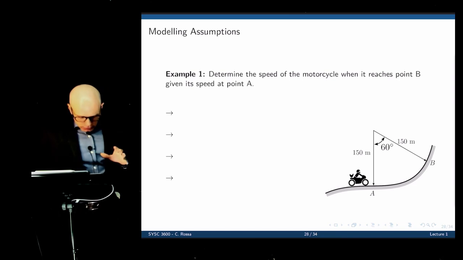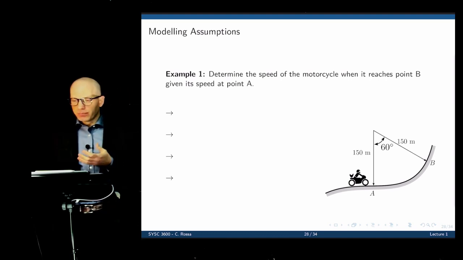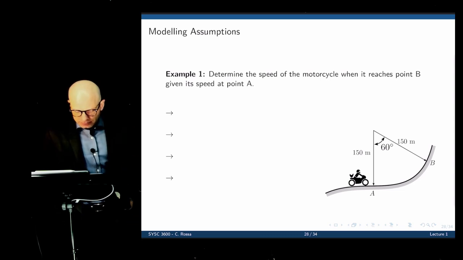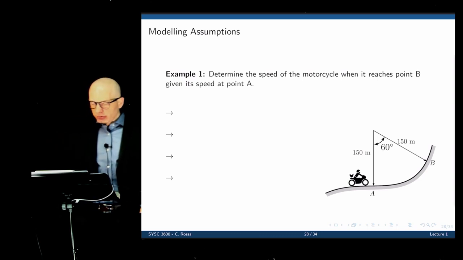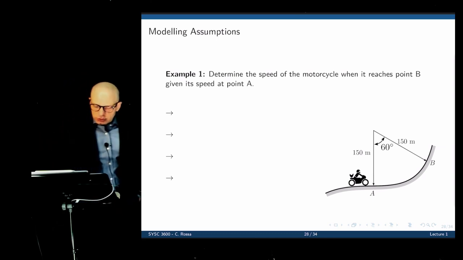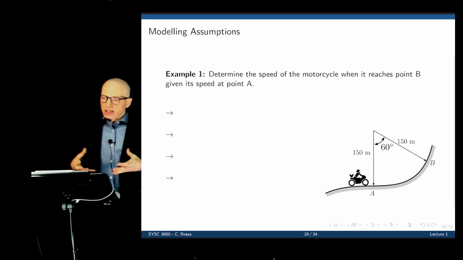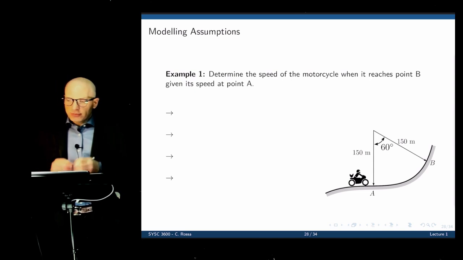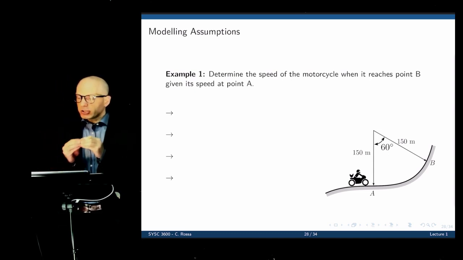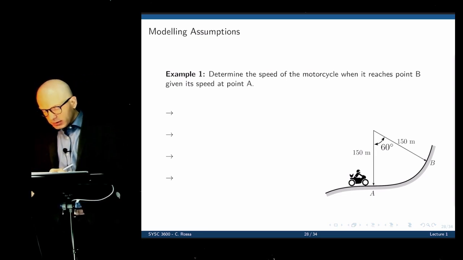Another thing that we talked about was to make assumptions when modeling something. And these assumptions are required to simplify the system. Here is one example. We have this motorcycle going along this path, and we want to determine the speed of the motorcycle when it reaches point B. What kind of assumptions are we going to make here to model this system? Well, there will be a bunch of them. We could, for example, say that the motorcycle and the pilot can be represented by a point, and this point holds all their mass. So the first example here of an assumption we could make is that the mass is concentrated in a point.